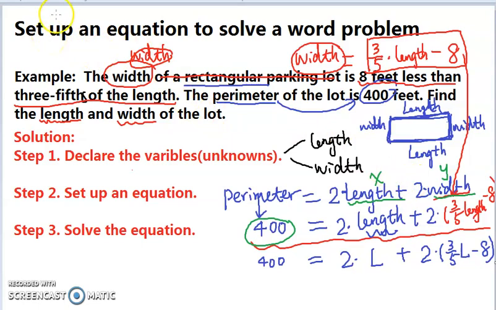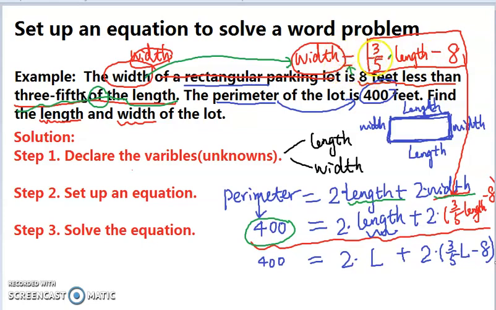It is possible to solve this problem using two variables, but we want to just use one variable. So in order to do that, I go back to the problem. I translated the first sentence into an equation. So the width is, width is the equal sign. 3/5 of the length means 3/5 times. Again, of is like multiplication, times. So I got 3/5 times length. 8 feet less than this whole thing, so I subtract 8 from the whole thing.